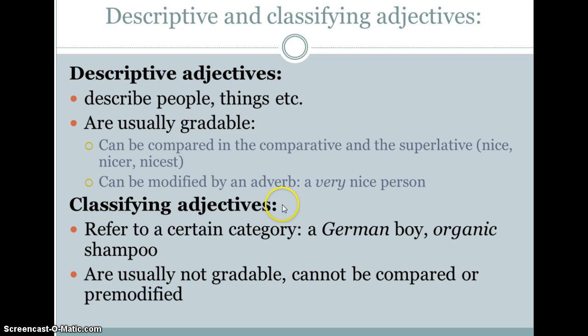The other category are what we call classifying adjectives. They refer to a certain category, a German boy or organic shampoo. They are usually not gradable and they cannot be compared or pre-modified.